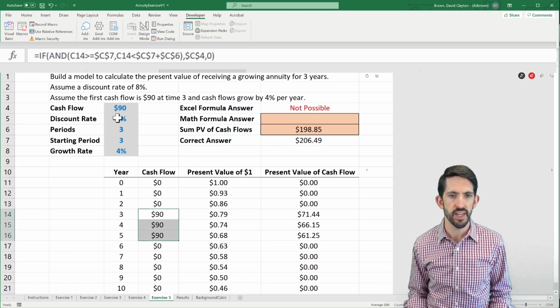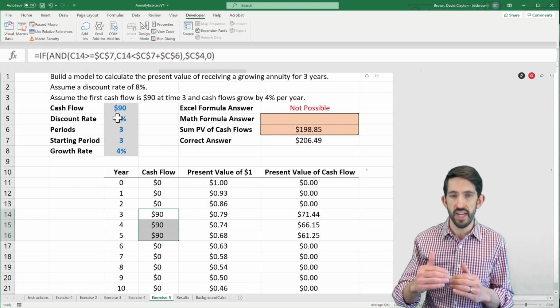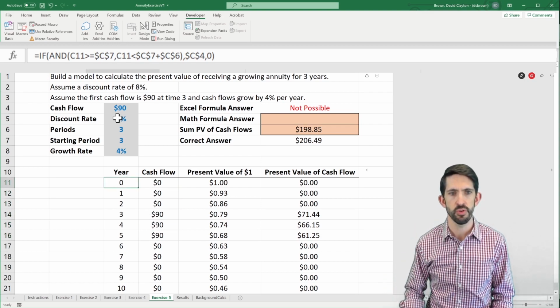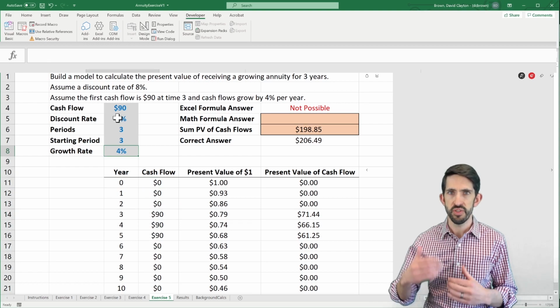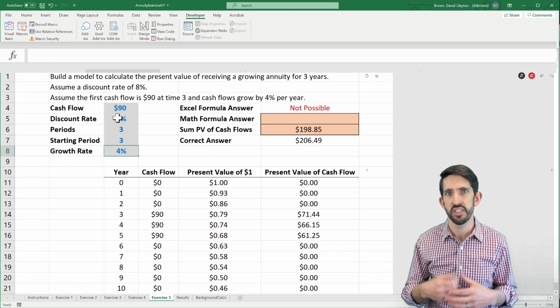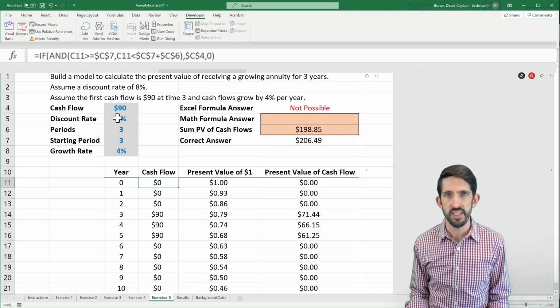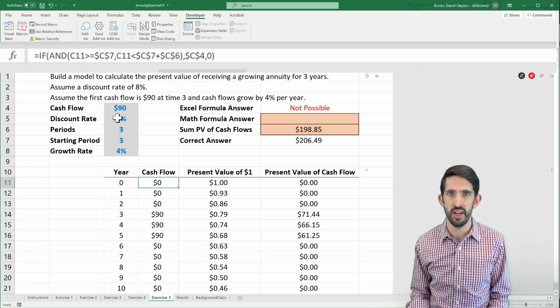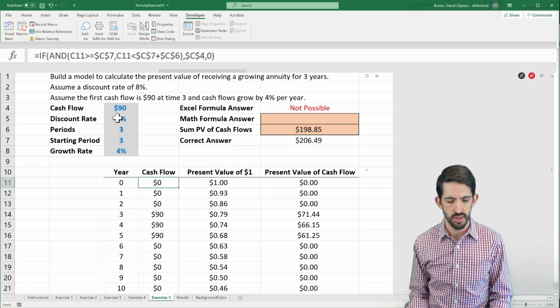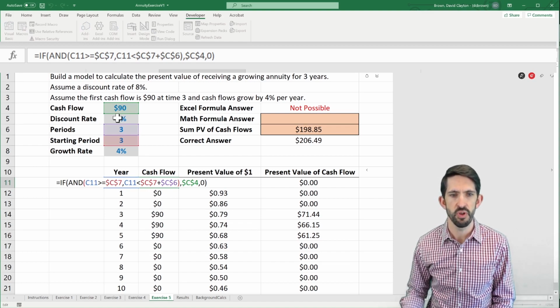Over here we have 90, 90, 90. Instead, we want 90 plus 4%, our growth rate up here, and then plus 4% again as we go to that 5th year cash flow. So we need to find a way to build that growth into our cash flow formula. Since our cash flows are in the right spots right now, we don't want to mess with the AND function. But what we can do is change the cash flow amount.